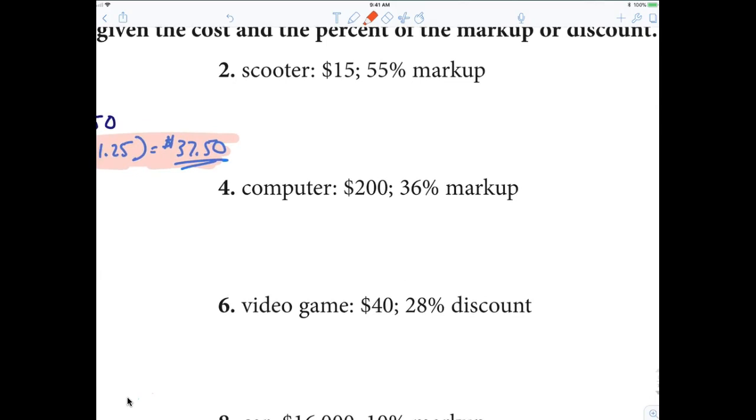You're going to buy a scooter for how much? You're going to buy it for $15, and then you're going to mark it up by what? 55%. So if I wanted to, I could just take 15 and multiply it by what? Yes, I could take 15 and multiply it by 0.55. But that would only give me the markup, not the final price.